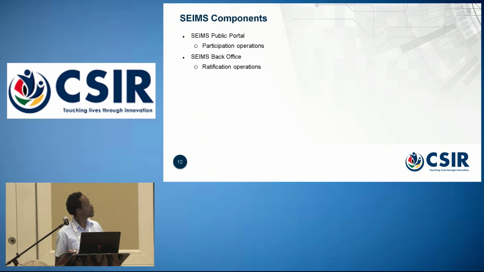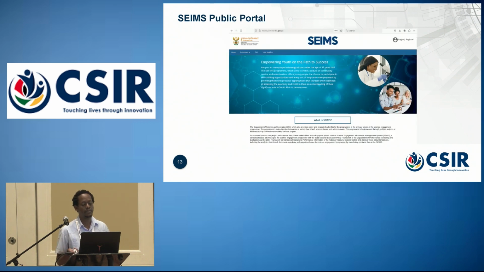And then the SIMS, in terms of components, it's got two core components. You have the public portal, wherein the members of the public can access the SIMS system, and then you have the back office of the system, where basically ratification processes are being done by the internal stakeholders of SIMS.